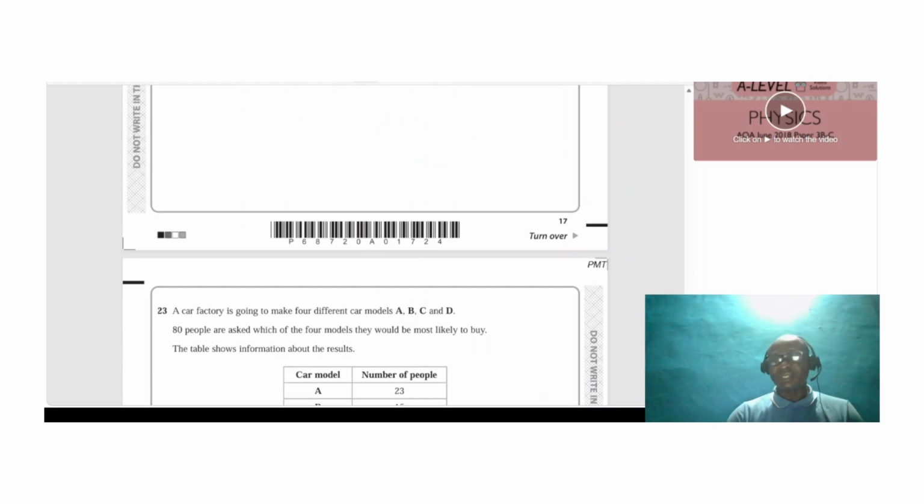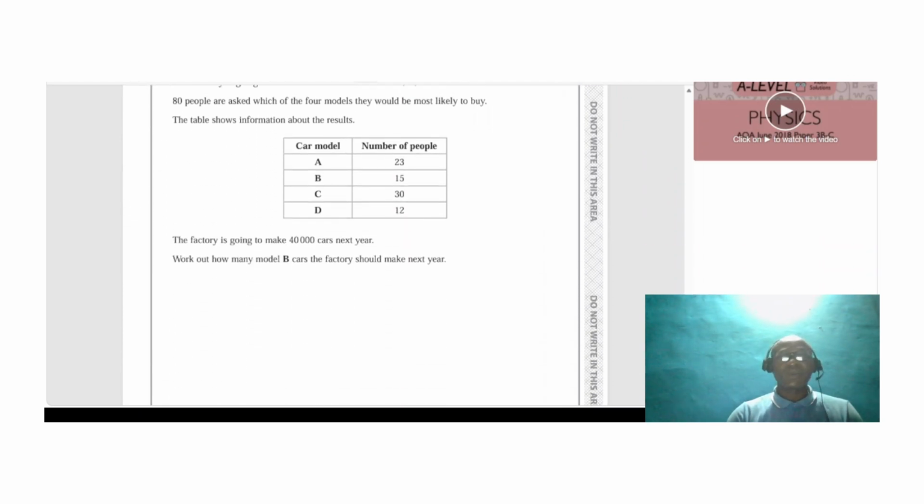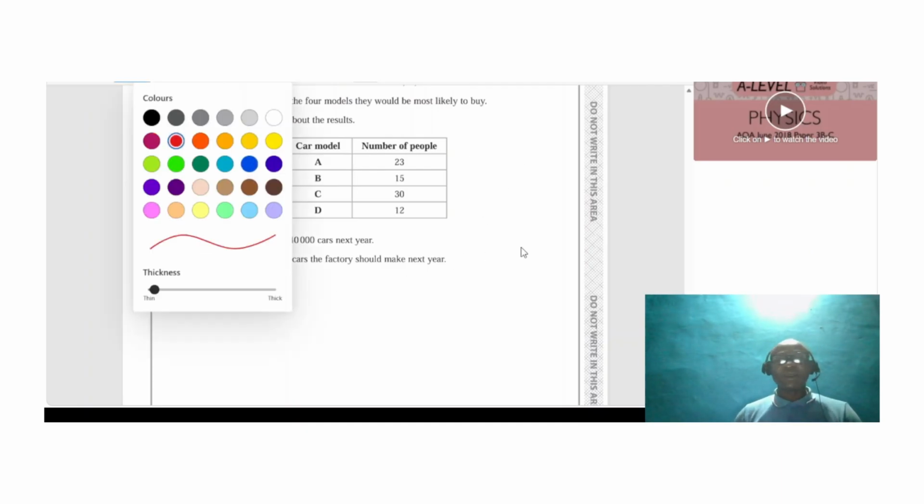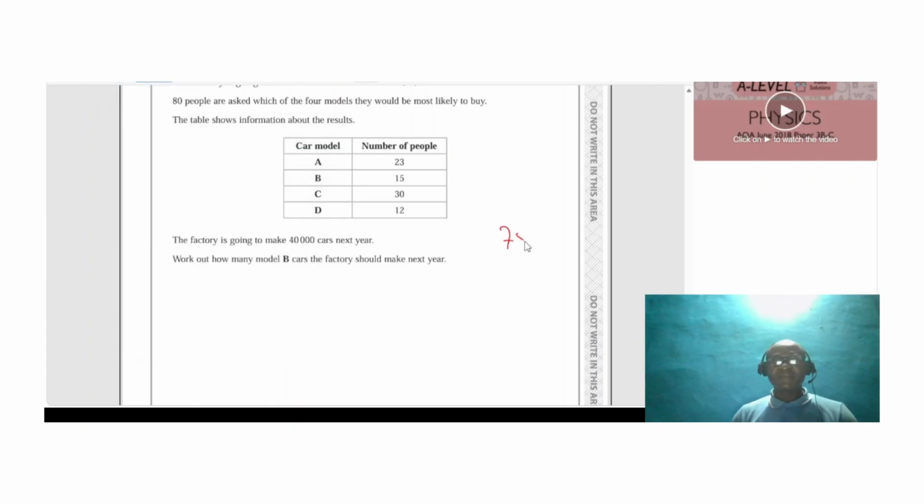From number 23, where we started today. Can I have your answers? Yes, there I got 7,500. All right, let's see. 7,500. The question says, work out how many Model B cars the factory should make next year. Okay, let's verify your answer.